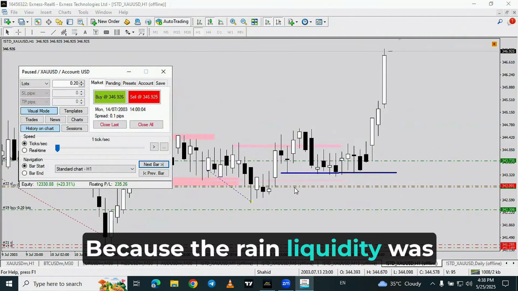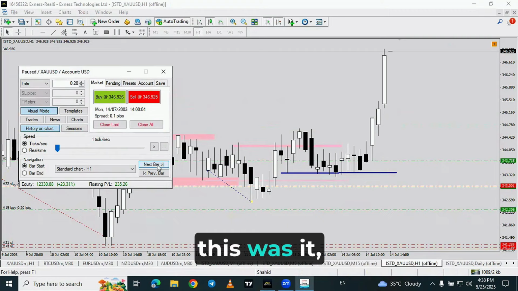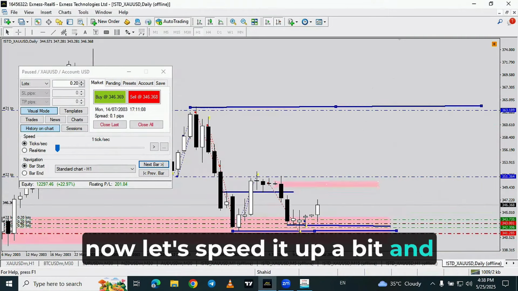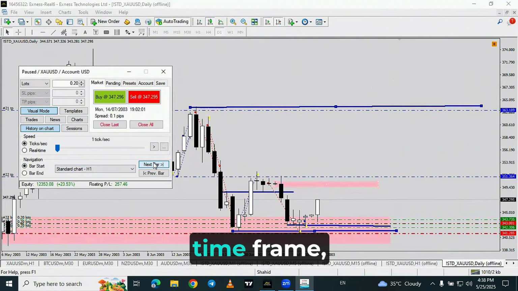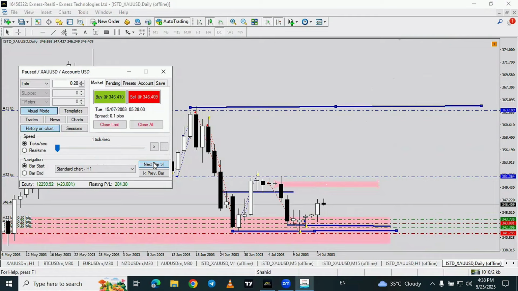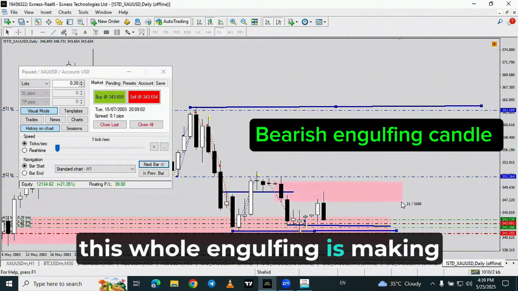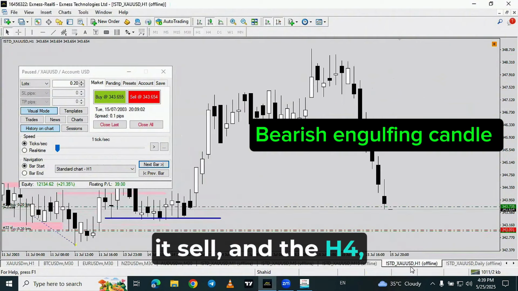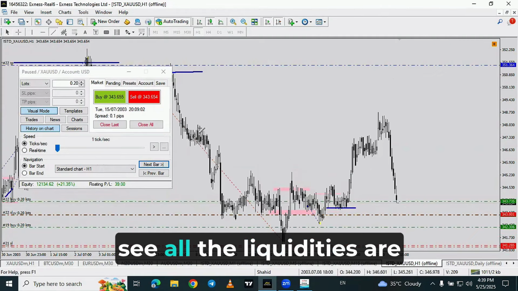Because the range liquidity was here and it had already picked it. Okay, our setup started here. This was it. Now let's speed it up a bit and see what the market did in the next turn. I told you on a smaller time frame, you see here that engulfing was there. This whole engulfing is making it sell, and the H4, H1 call was making it sell. All its liquidities are there. See, all the liquidities are there.